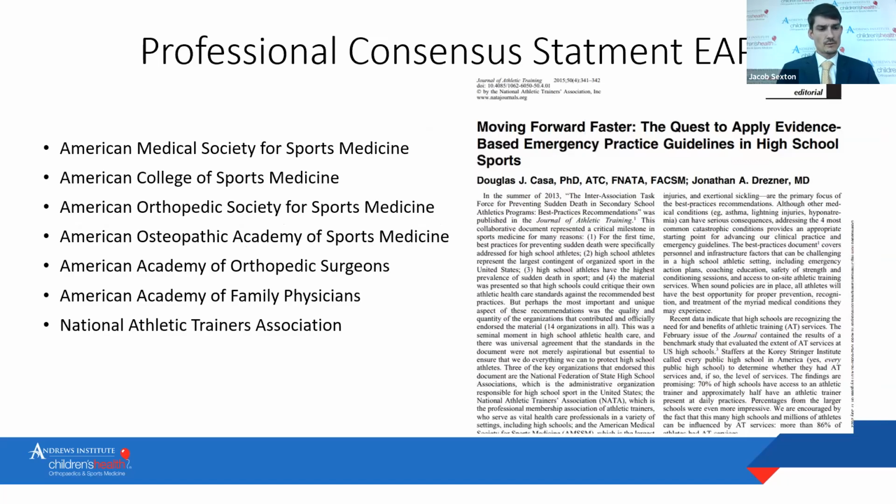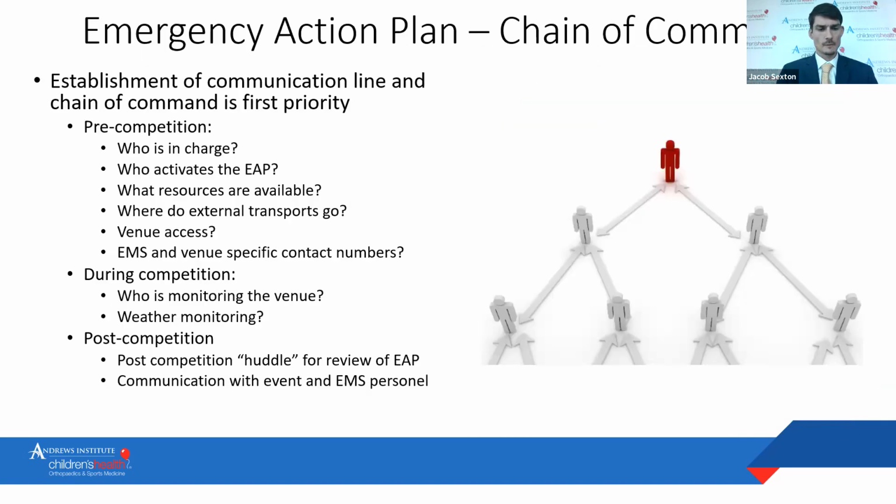So why do we need emergency action plans? Multiple professional organizations across the United States have all agreed that there needs to be some sort of standardized protocol set up for any sports related large gathering venue events, to help reduce the chance of catastrophic events and have an appropriate chain of command whenever catastrophic events or other emergencies do arise during sports participation coverage.